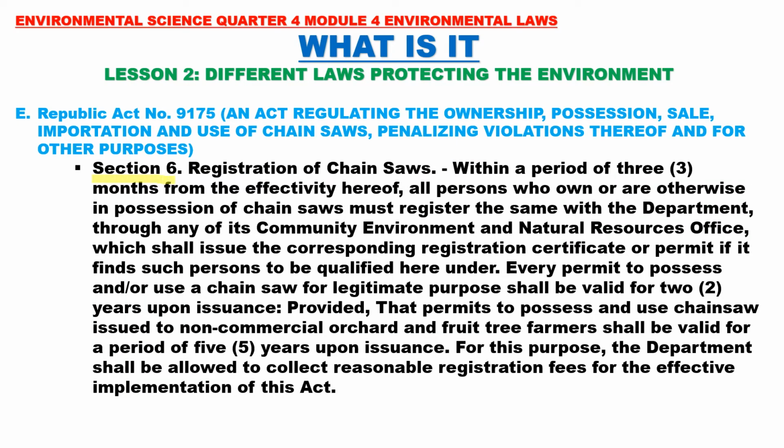Section 6 of RA 9175 states the registration of chainsaws. All persons who own or are otherwise in possession of chainsaws must register the same with the department through any of its Community Environment and Natural Resources Office, who shall issue the corresponding registration certificate or permit if it finds such persons to be qualified hereunder.